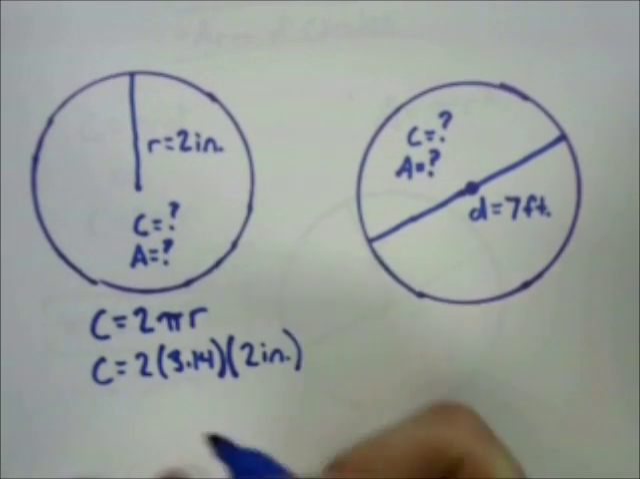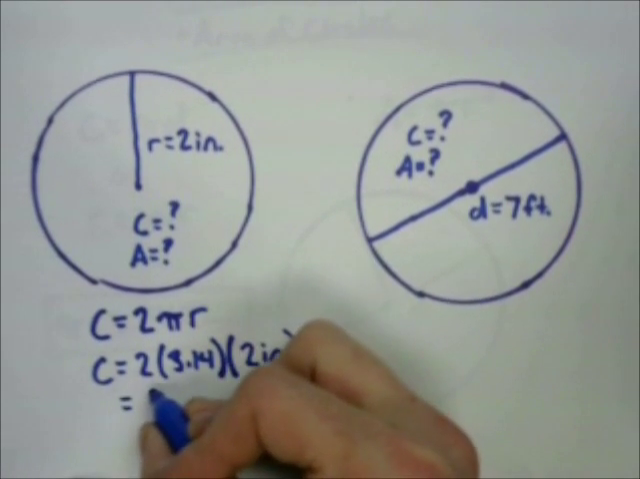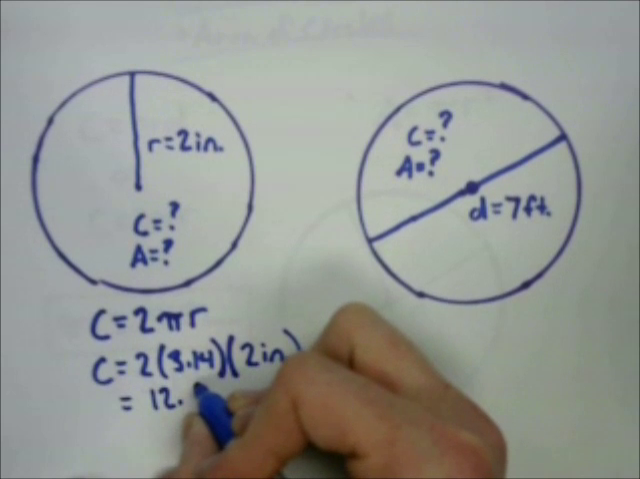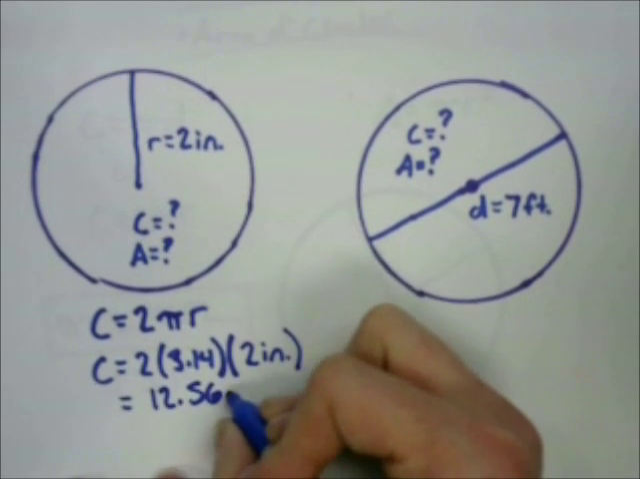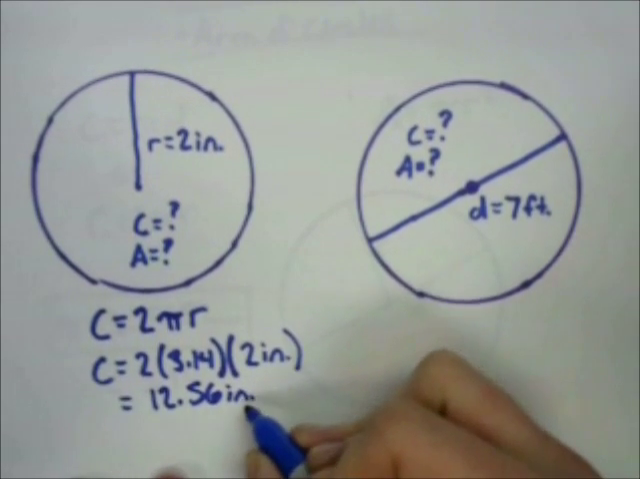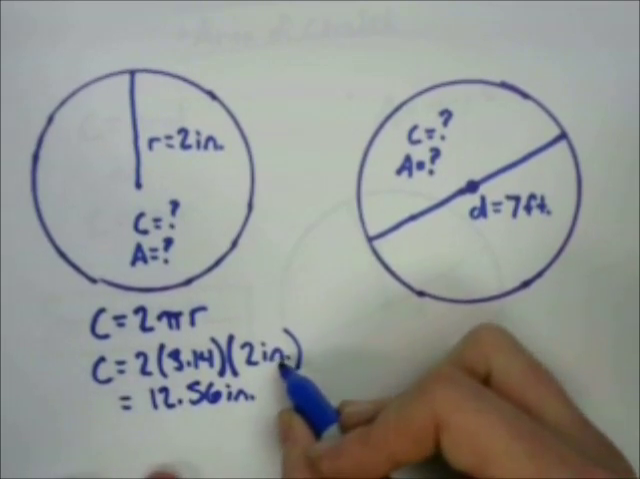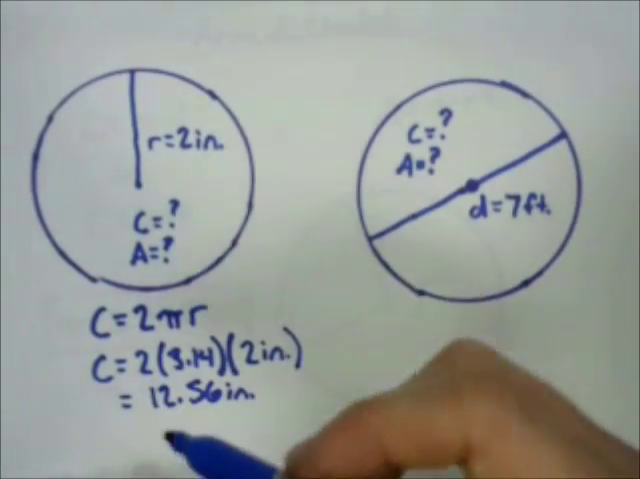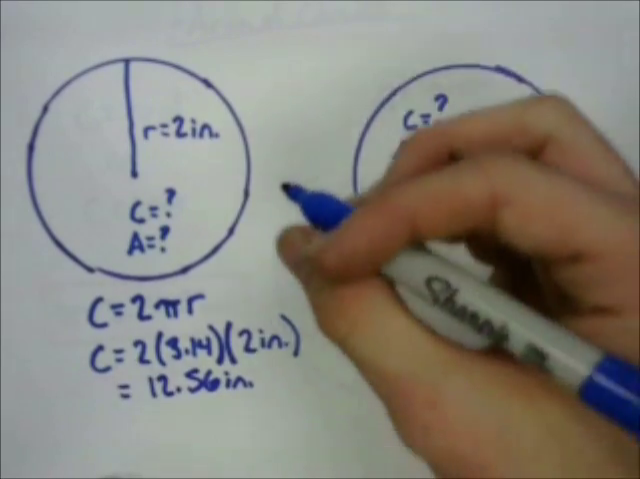So I can say the outside edge of this cup is 12.56 inches around. And I just take that inches and bring it down with it. Because this was in inches, the circumference is in inches. Now here, let's do the area.